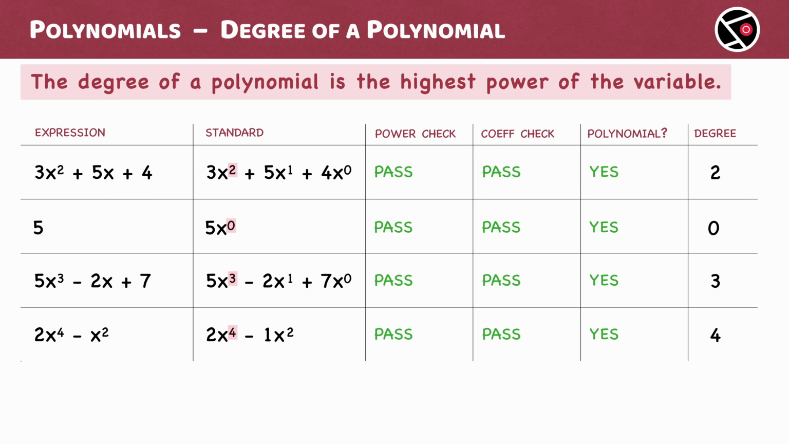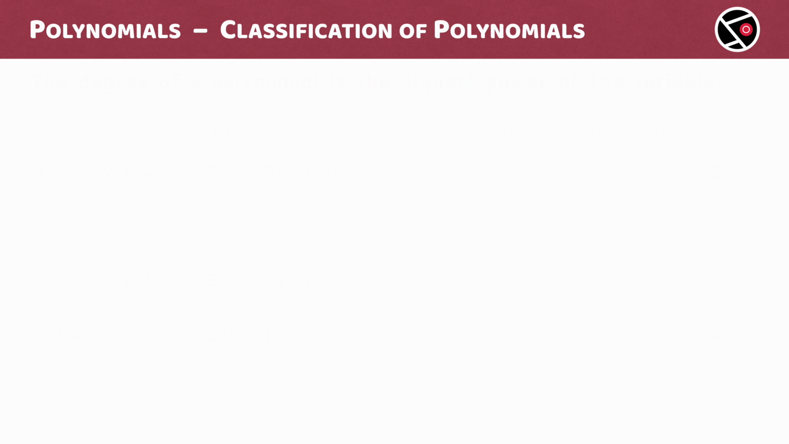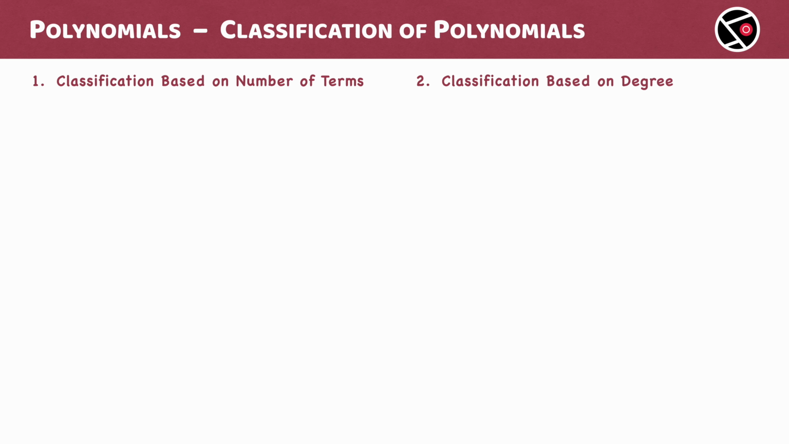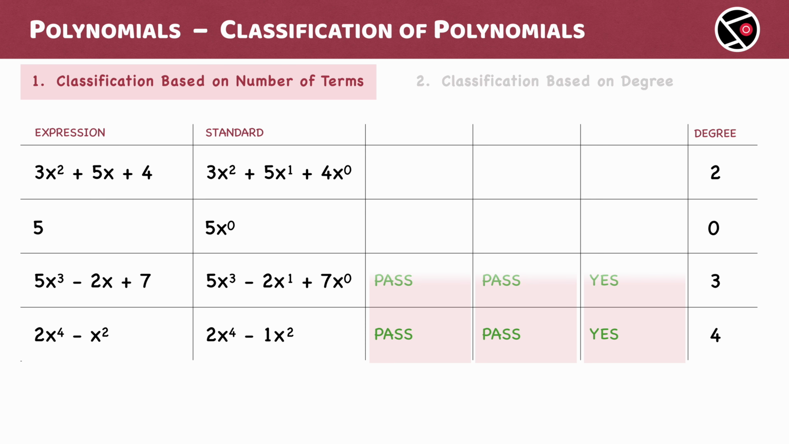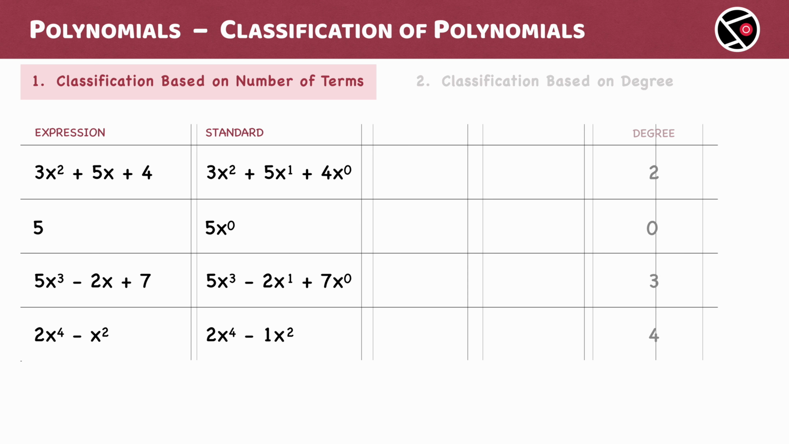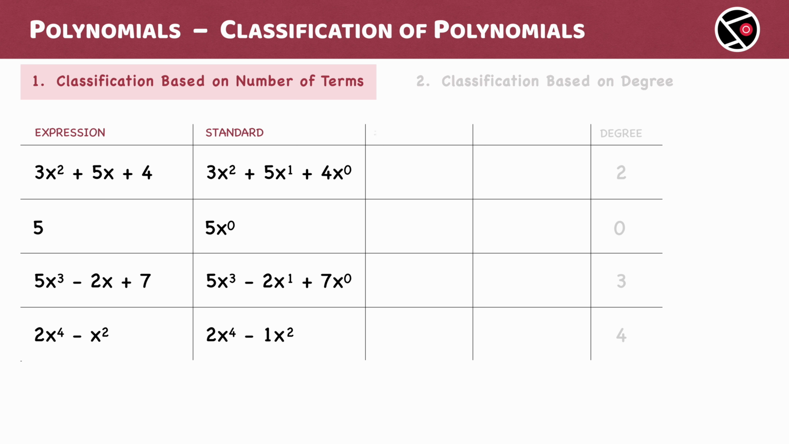The next question is, how do we classify polynomials? We can classify polynomials based on the number of terms and also based on their degree. Let us first look at the classification based on the number of terms. We will continue with our example expressions. I will remove the columns we no longer need and add 2 new columns for classifications: number of terms and type by terms.